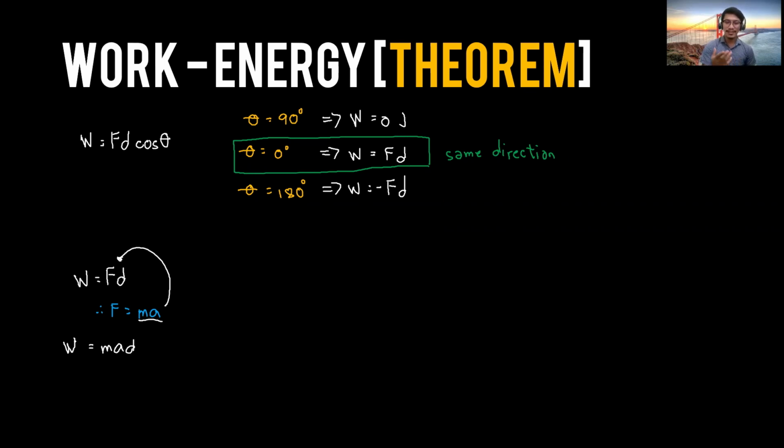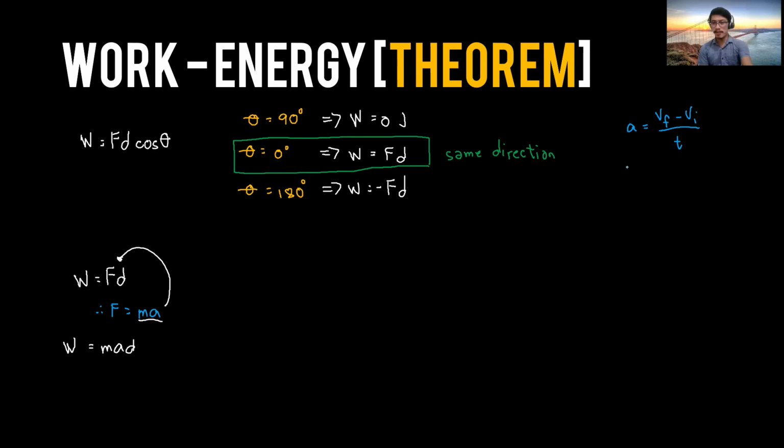Okay, so we can also use this equation of work: work is equal to mass times acceleration times displacement. We can derive that equation further, because we know the formula for acceleration. Do you remember kinematics? What is our equation for acceleration? Acceleration is equal to final velocity minus initial velocity over time. Remember, that's the formula for acceleration. So we can substitute acceleration here.